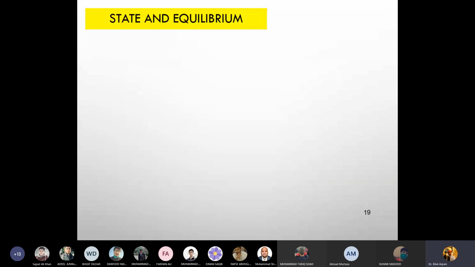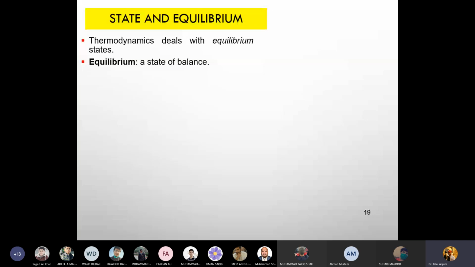Moving on, state and equilibrium. State basically defines the characteristics of the system. And equilibrium state is a state in which the characteristics of the system are not changing. What are the characteristics of the system? These are the characteristics which basically define my system. And at equilibrium state, these characteristics are essentially not changing. Clear enough? All right. So, thermodynamics deals with equilibrium states, and equilibrium is a state of balance. That means there is no driving force present within the system when the system is at equilibrium.